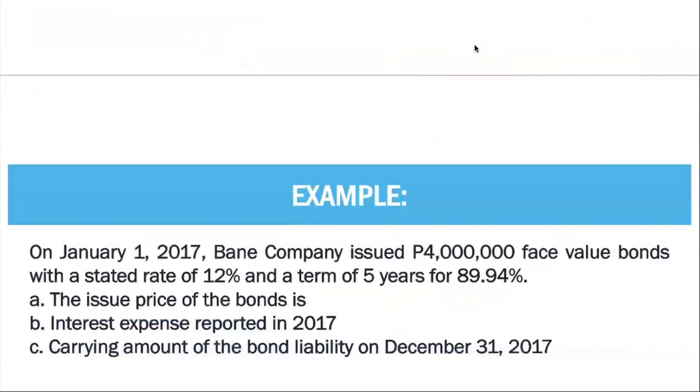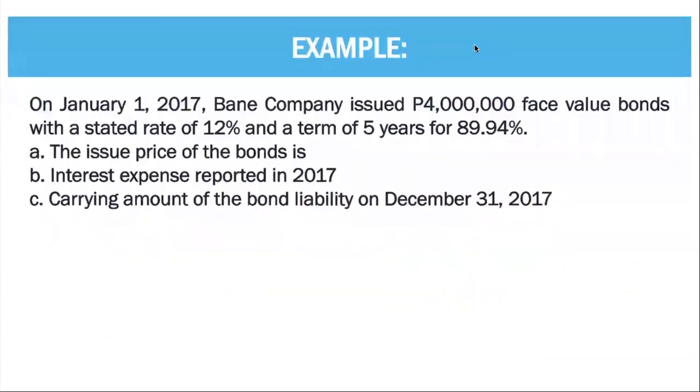So let's try to answer your activity. On January 1, 2017, Bain Company issued 4 million face value bonds with a stated rate of 12% and a term of 5 years for 89.94. To compute the issue price of the bonds, we have 89.94% multiplied by 4 million pesos. So our issue price is equal to 3,597,600. Okay.